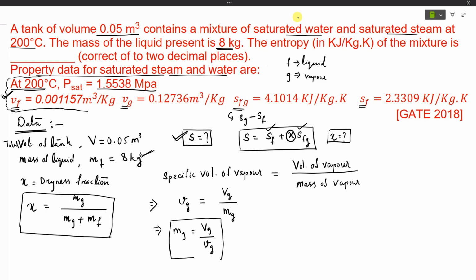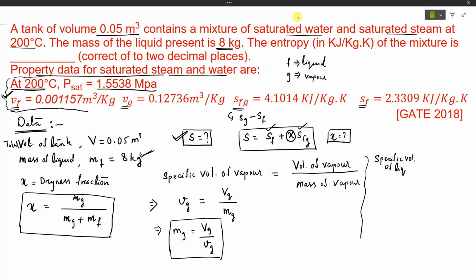So again we leave this expression as it is. So next we move towards the specific volume of liquid.